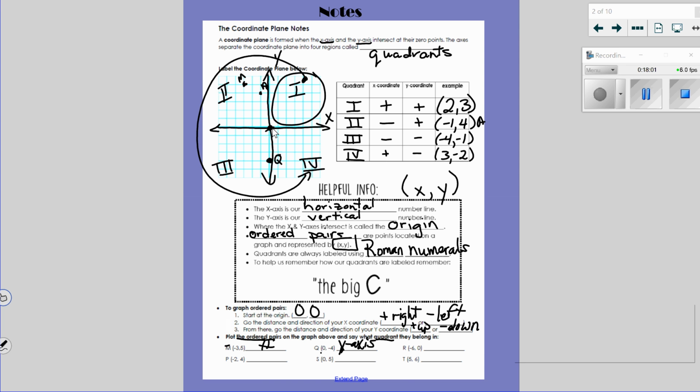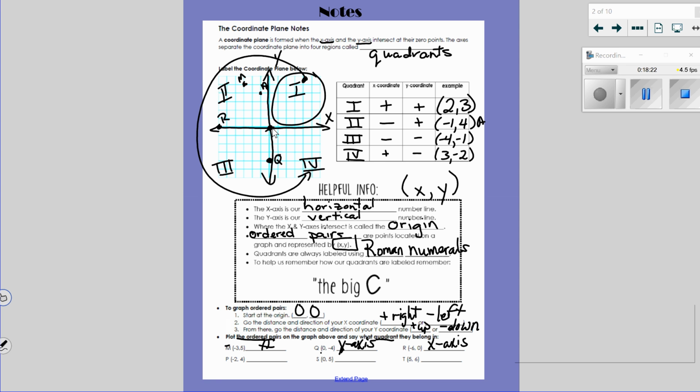Our next one, again, my pencil goes back to origin. -6 means I'm going left. 1, 2, 3, 4, 5, 6. 0 means I'm not going anywhere else. So I draw my dot right there. I label it. That's R. That one is on that axis. That is on the x-axis.